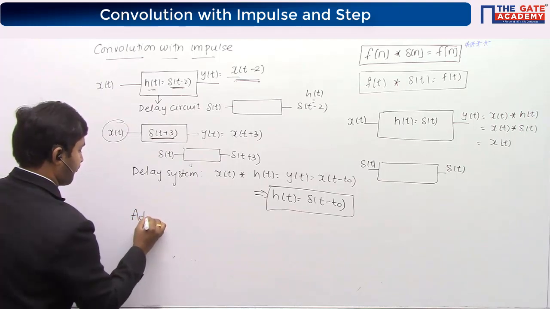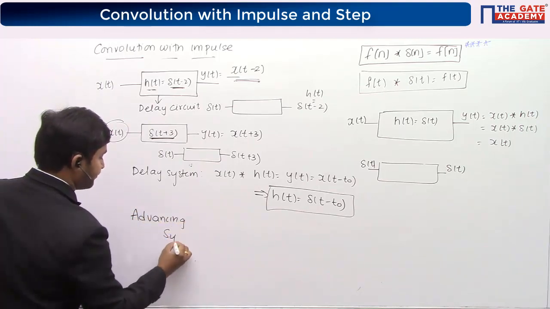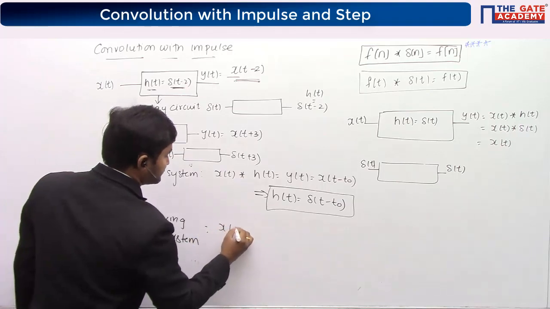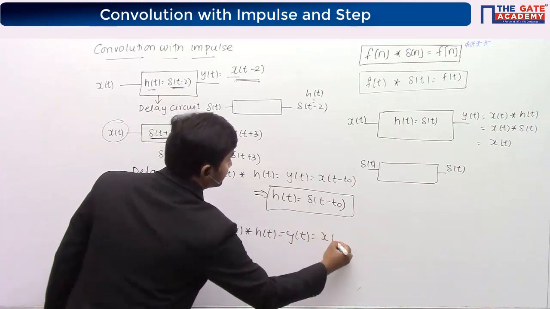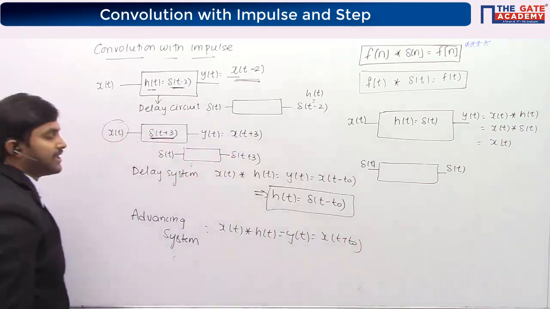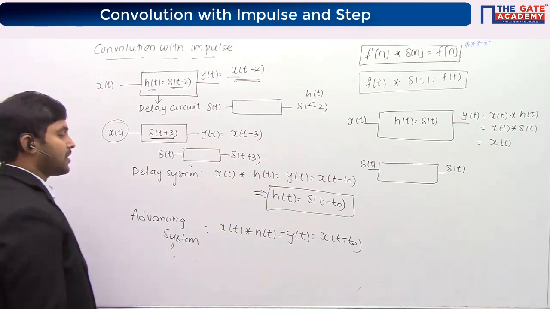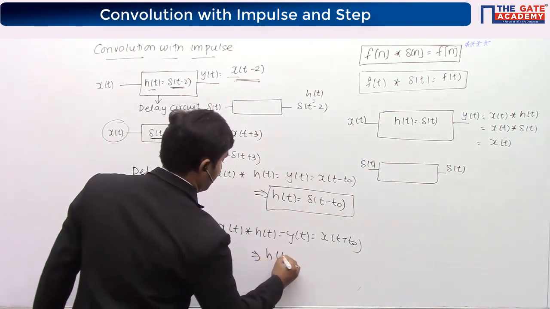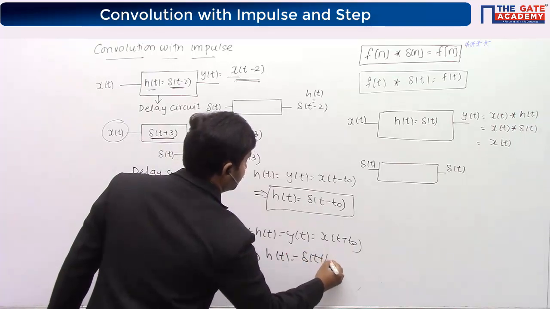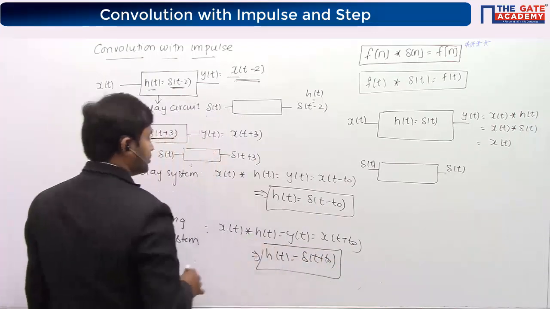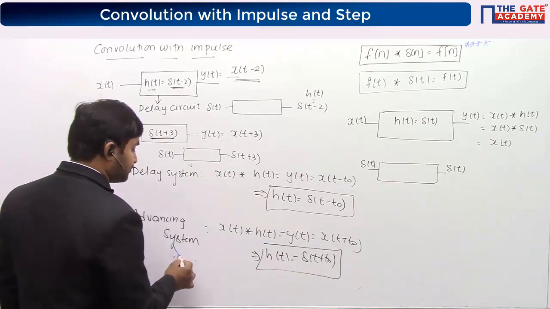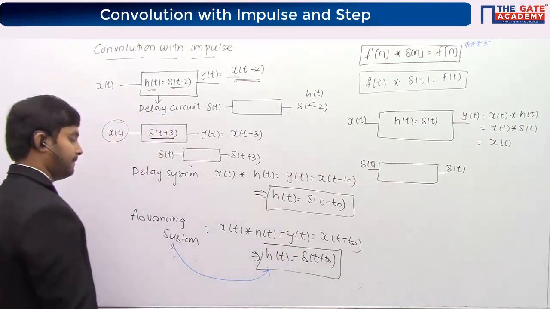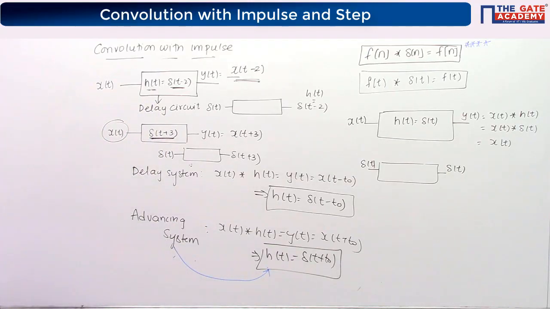So, advancing system: x of t convolved with h of t is equal to y of t. If you want the signal that you are applying as an input to be advanced, your h of t should be del of t plus t naught. Whenever your h of t is del of t plus t naught, your output will be the advanced input.